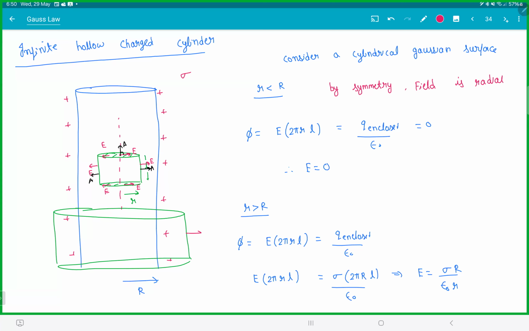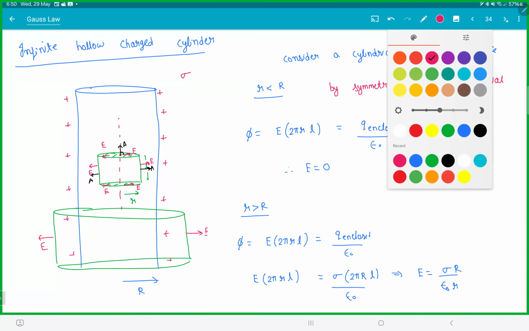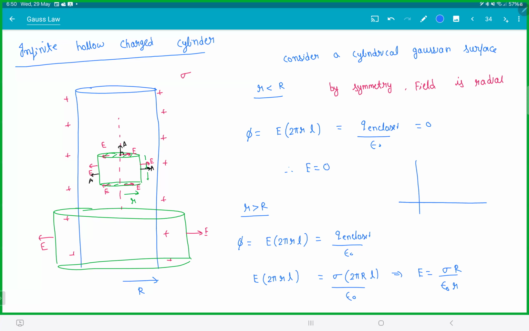So we are assuming the field is like this. If you try to plot the graph for E versus r, this actually kind of looks like the hollow shell's field. It will be 0, then suddenly it goes up and then decreases. But remember, it is proportional to 1 by r. For a point charge, it was 1 by r square. Is this clear? How did we use Gauss law to get the field?